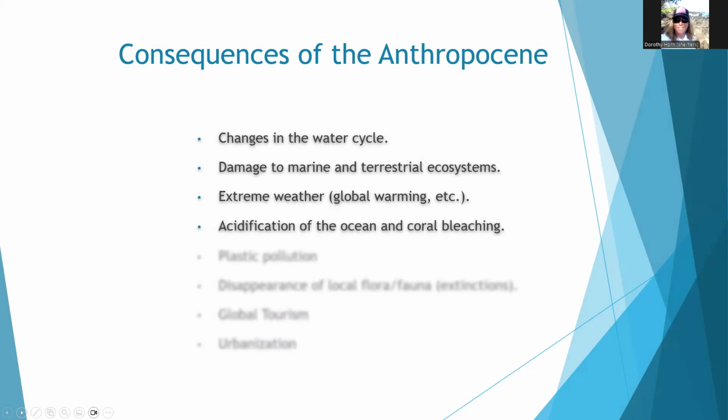Ocean acidification and coral bleaching. Ocean acidification is basically the pH of the ocean is changing, which causes the tiny organisms inside coral to die. Huge plastic pollution problems. We have big extinctions happening all over the world. People are traveling because we have airplanes, right? So you can pretty much go anywhere. And then urbanizing so many areas. So you have to bulldoze, right, the natural environment to build a city.